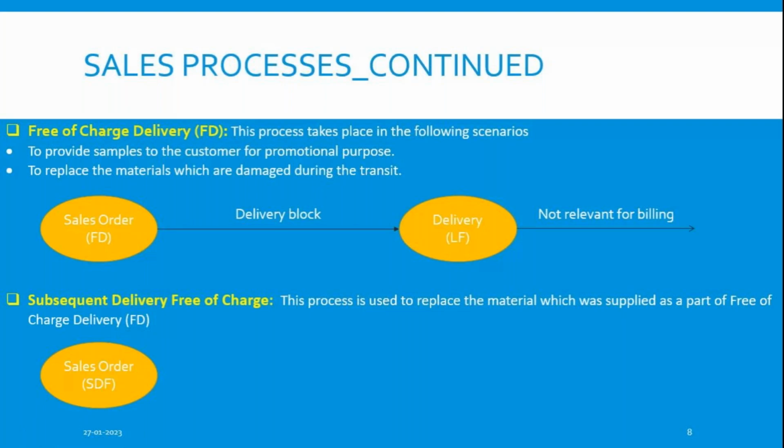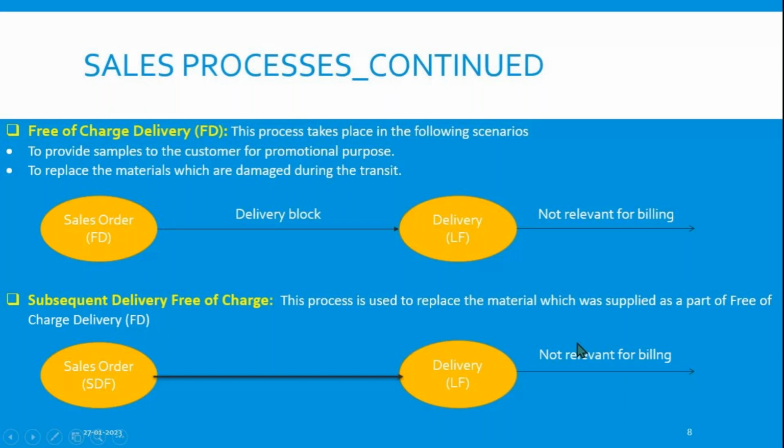Here also we create a sales order, then we create a delivery. You see, the delivery is of the same type, LF. Okay. Again, it is not relevant for billing. Why is that not relevant for billing? Because you have already given a free of charge delivery. That material you are replacing when it is damaged. Some situation happened that you have to replace that material also. Then we are doing it.